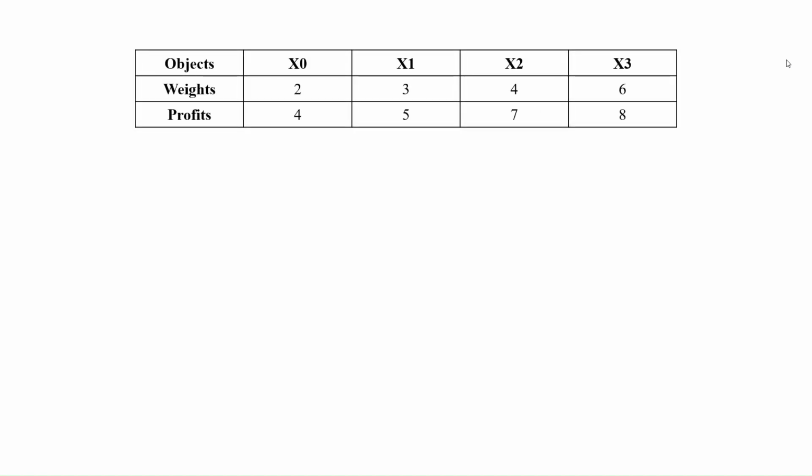Here there is a problem where I am considering the objects x0, x1, x2, x3. Each object has a particular weight and a profit, where x0 has a weight of 2 and profit of 4, x1 has a weight of 3 and profit of 5, and x2 has a weight of 4 and profit of 7. As usual, x3 has a weight of 6 and profit of 8. And I am considering the maximum capacity of 9.